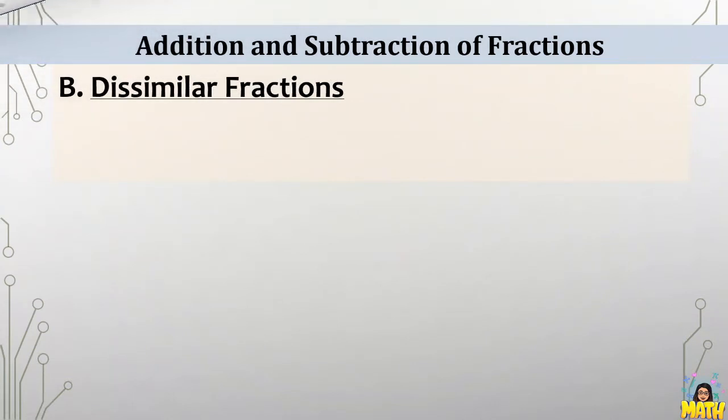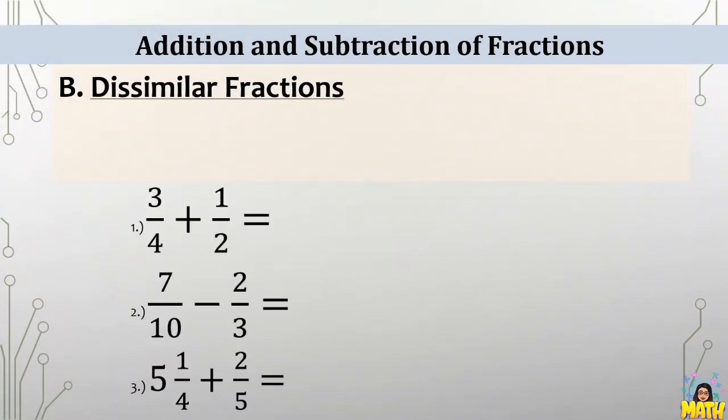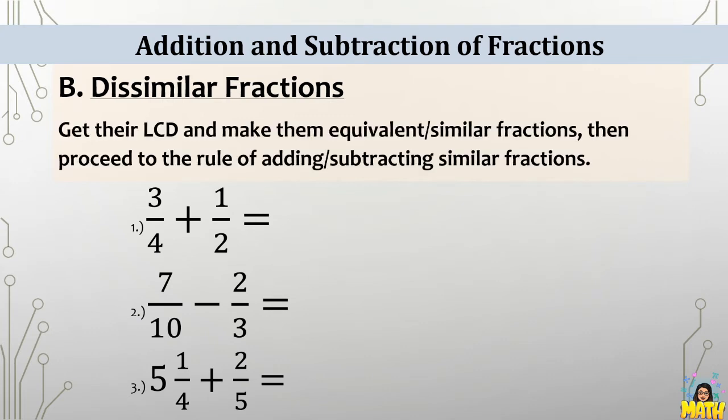Let's have dissimilar fractions. Kapag sinabing dissimilar fractions, they have different denominators. And here, we also have different way on how to do that. First is to get their LCD, or least common denominator, to make them equivalent or similar fractions. Then proceed to the rule of adding and subtracting similar fractions. When we say LCD, what is the least number na kayang mag-divide doon sa dalawang given?